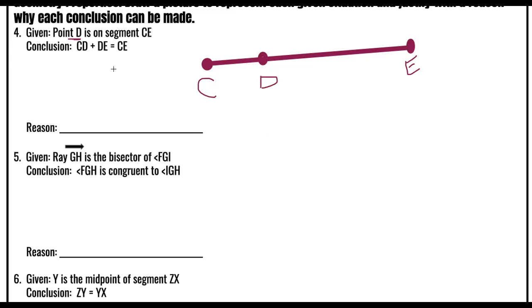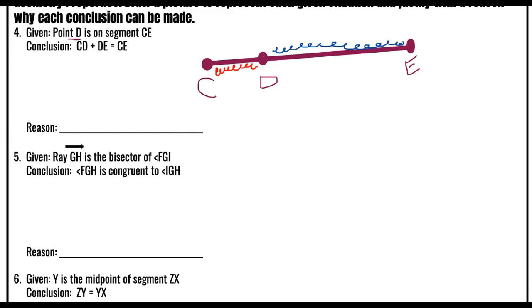The conclusion is made that CD, this short segment, plus DE, this segment, is equal to the entire thing CE. That is the conclusion that is drawn. So they are saying red segment plus blue segment equals the entire burgundy segment. And we know that that is true, but they're not asking about true or false. They're asking, how do you know?